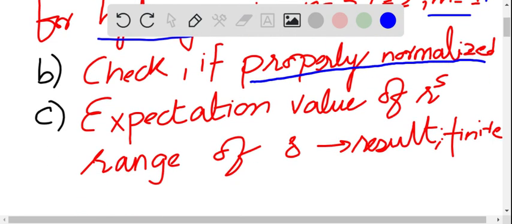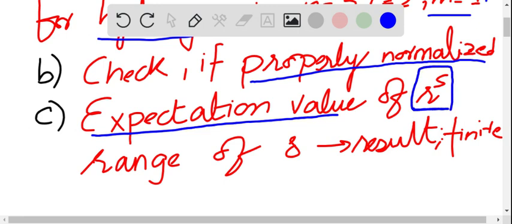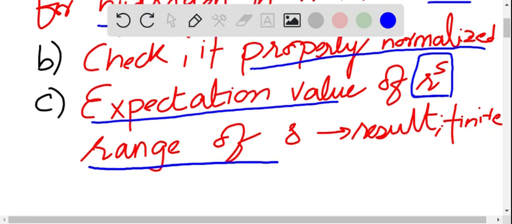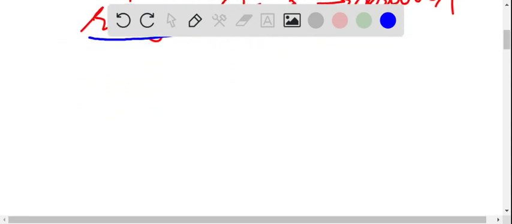Fine. And in the last part, we need to find out the expectation value of r raised to power s, right? And the other part of part C is that we need to find out for what range of s that result would be finite, right? So let's start with the solution of this question. Fine.